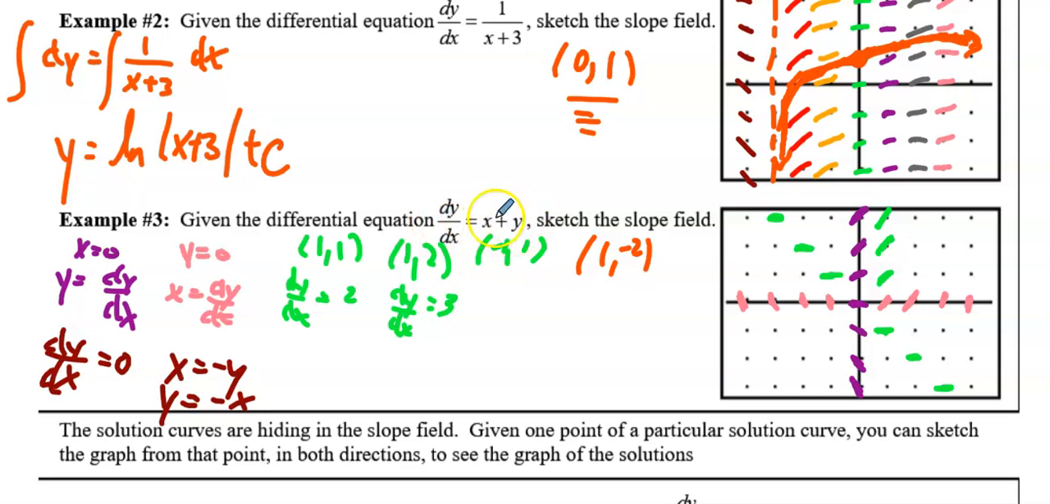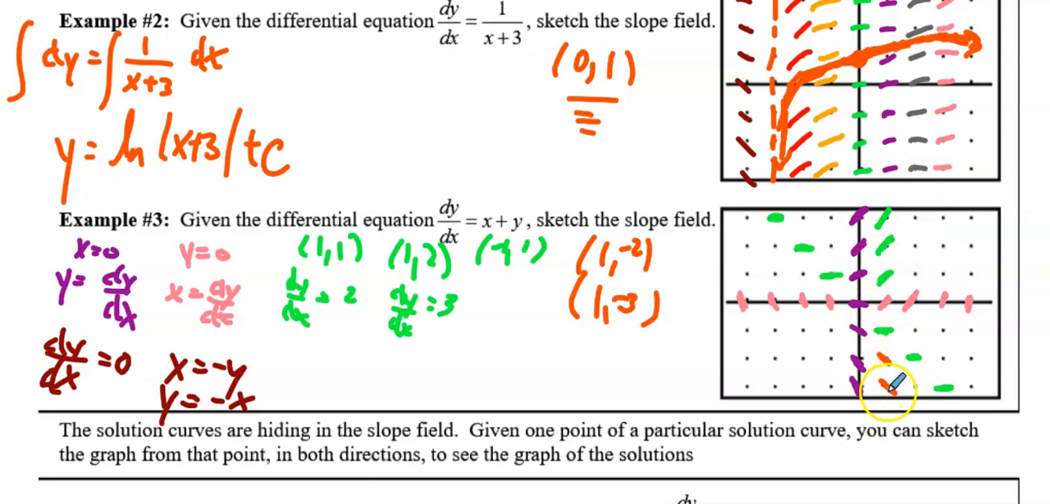That's what the differential equation says: I just add x and y together. So this is going to give me negative 1, so a negative slope. And then if I do (1, -3), that's going to give me a slope of negative 2. So notice that over here I'm above the x-axis, I'm positive. Here, for this line, I'm going to be negative.